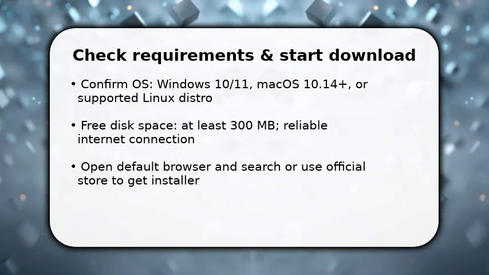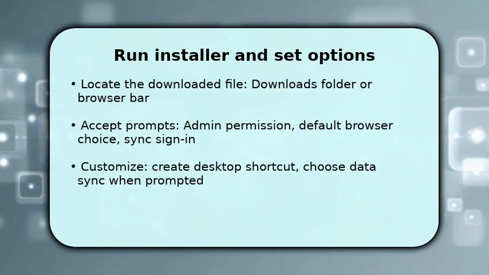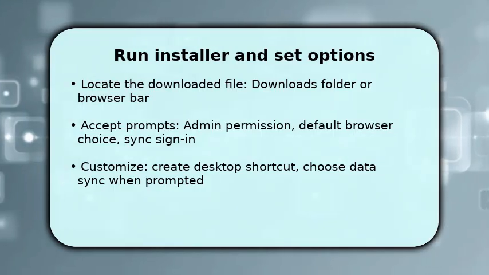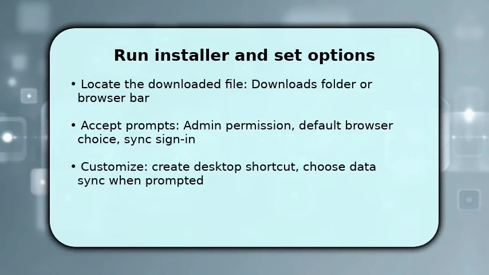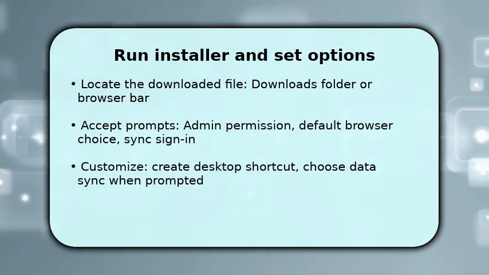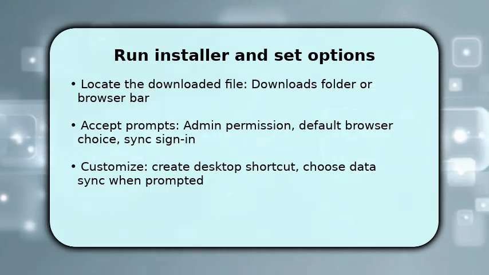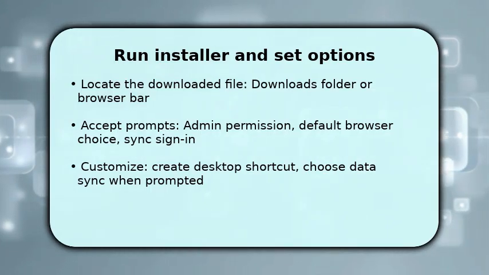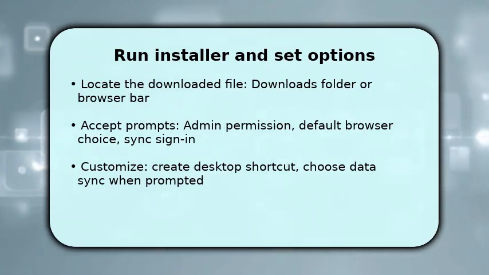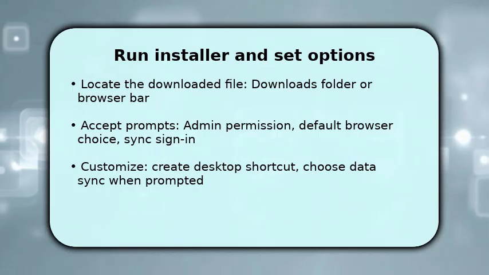Now run the installer you just downloaded and respond to system prompts. On Windows or Mac OS, you'll likely need to allow admin permissions. Grant them so the installer can place files correctly. Make choices about whether Chrome becomes your default browser and whether to enable sync. Enabling sync connects bookmarks and passwords, but requires signing into a Google account. Make a desktop shortcut if you want easy access.